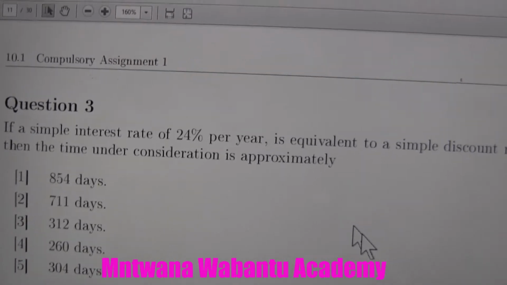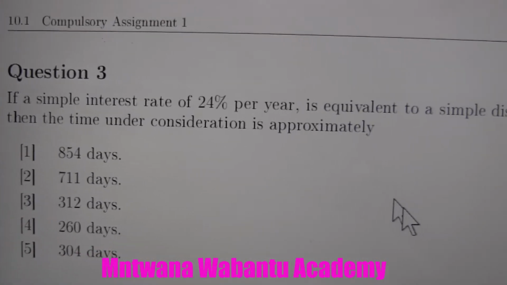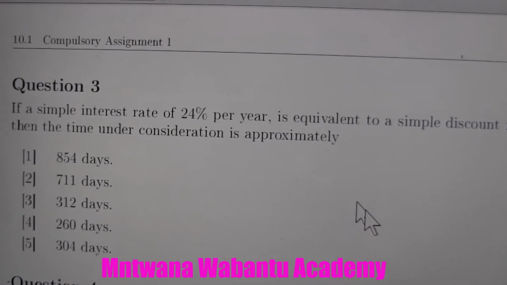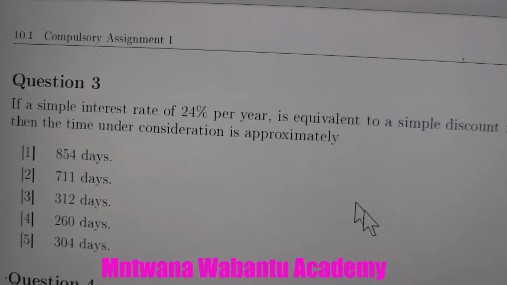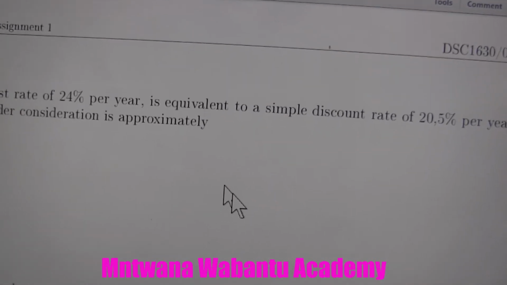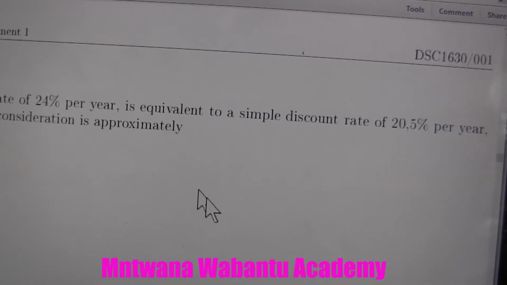Now they say here, if a simple interest rate of 24% per year is equivalent to the simple discount rate. What is the simple discount rate? I'll show you now.